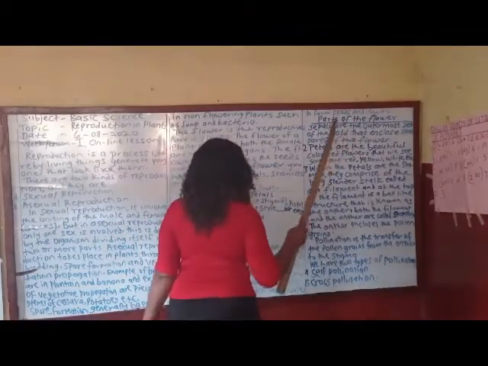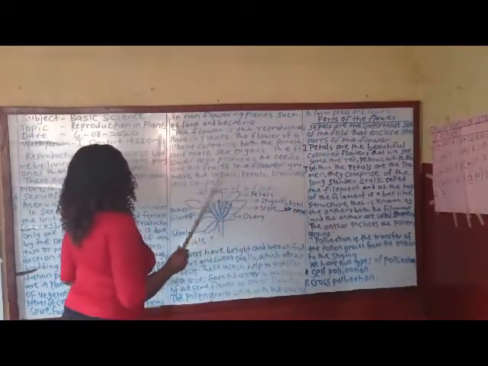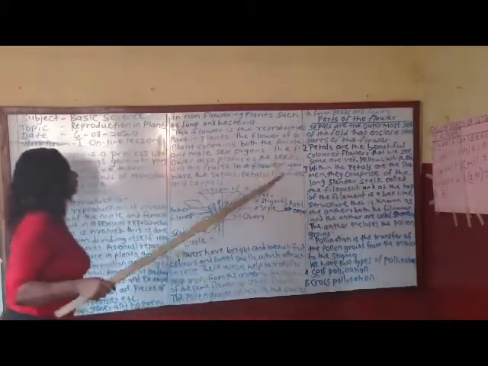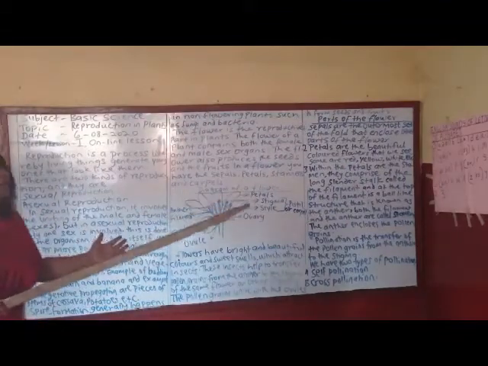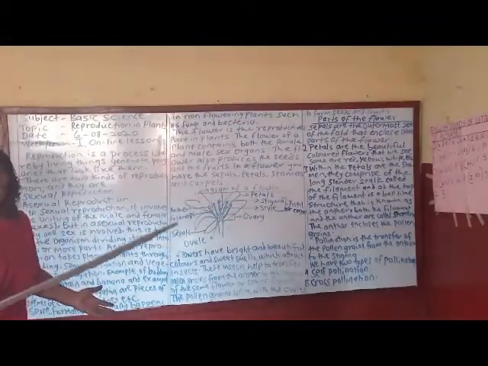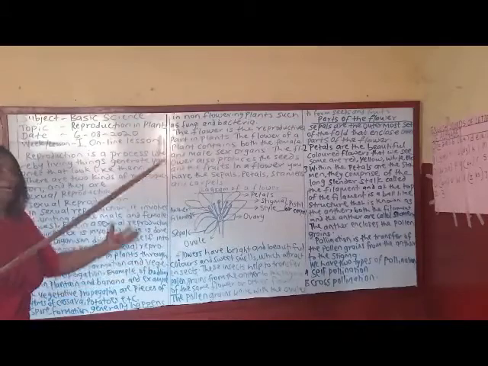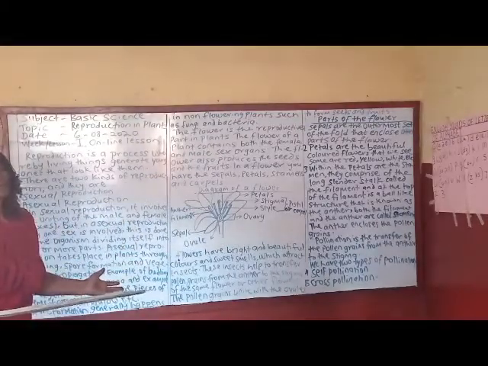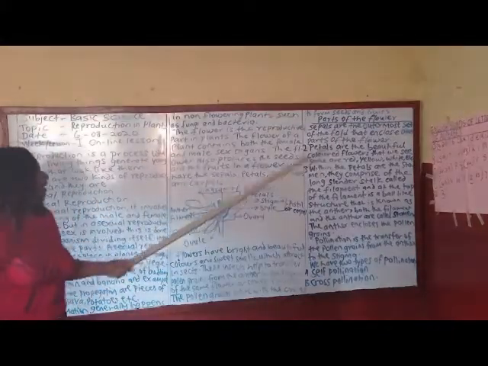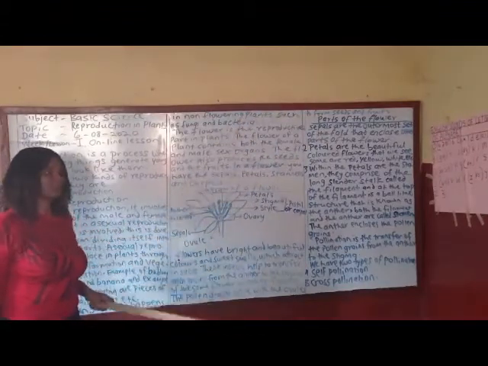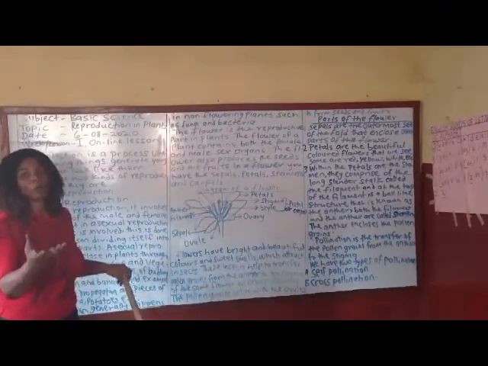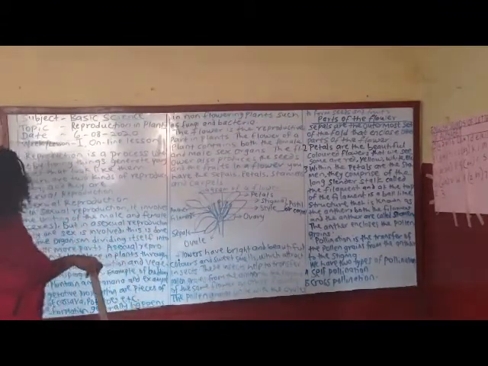Look at parts of the flower. Sepals. They are the outermost set of folds that enclose the flower. Remember that when the flower is about to burst out, you have the stronger outermost part. That stronger outermost part is known as sepals, before the beautiful colored flower comes out.